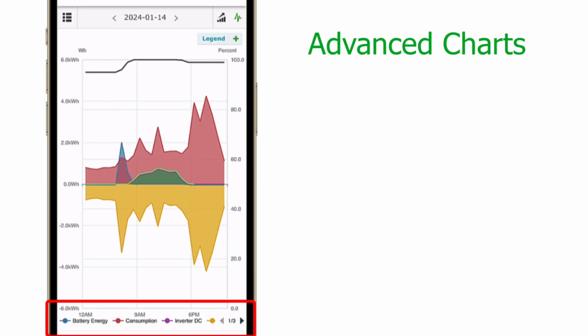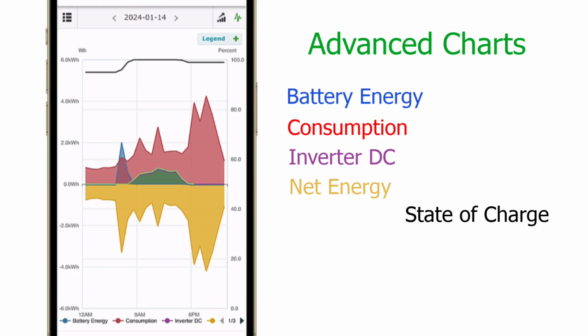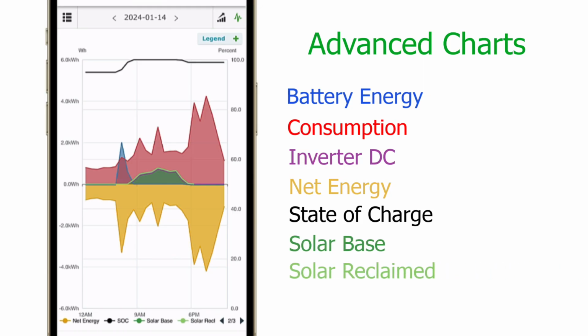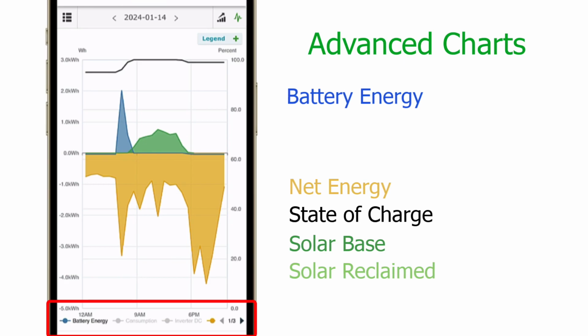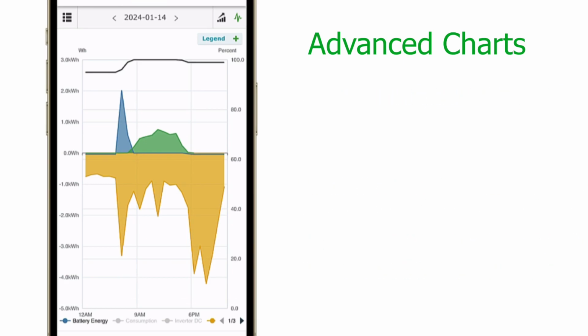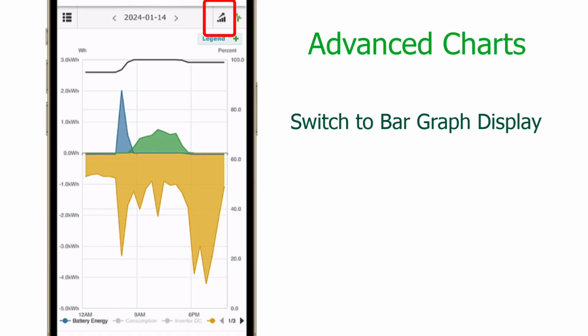Below the chart area is the layer selection. It shows the same information points as the legend, but you can tap each layer to remove it from the graph. Tap it again to show the data. In this example, we will remove the inverter DC and the consumption layers from the graph. Notice how those 2 colors are no longer visible. If you prefer to display the data as bar graphs, tap the bar graph icon in the upper right corner.